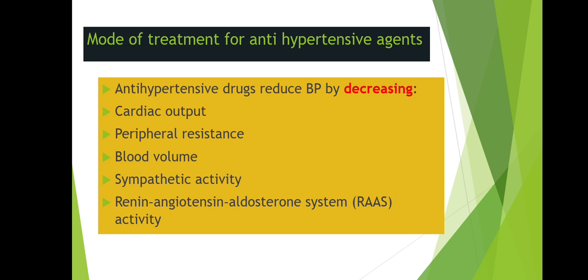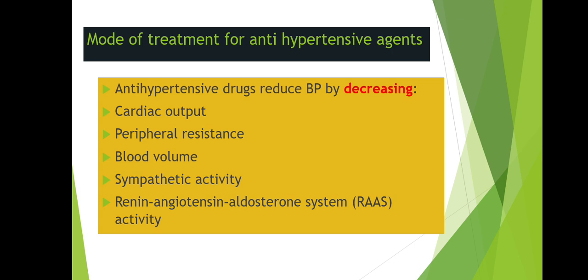So we are going to reduce the sympathetic activity by giving some medication that we can call sympatholytics or anti-sympathetic or antiadrenergic. Okay. Then we are also going to decrease renin-angiotensin-aldosterone system activity.